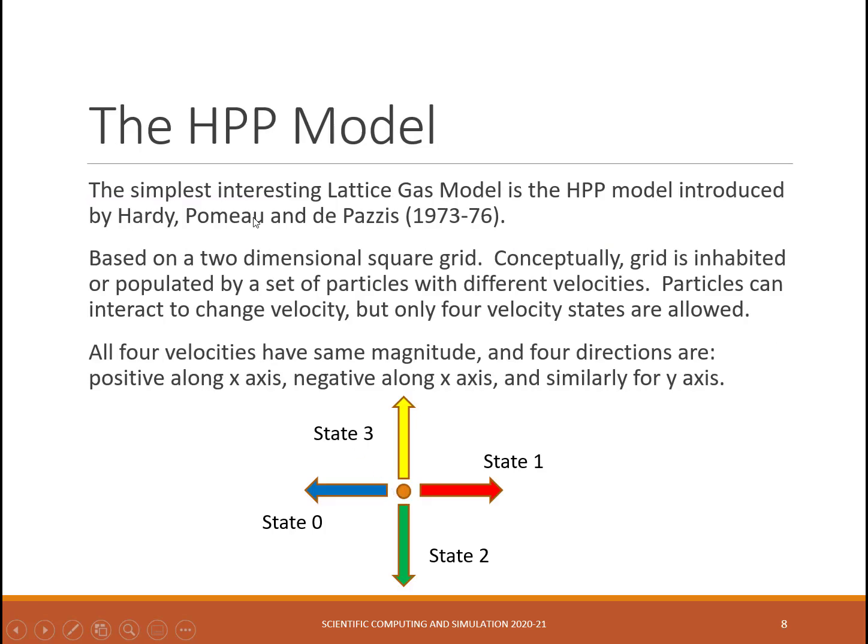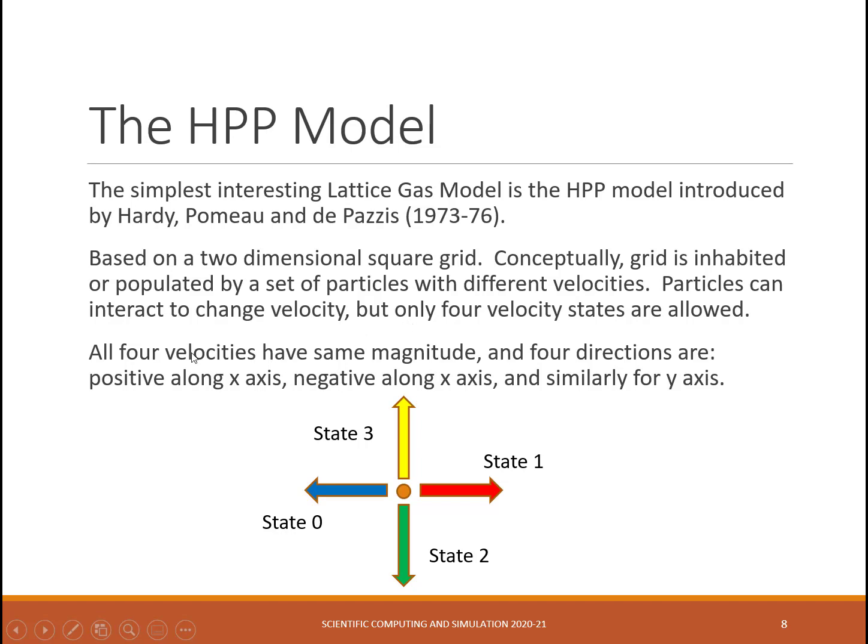There are different approaches to implement the lattice gas model. Today we first study the HPP model as the simplest lattice gas model. HPP simulates gas and liquid motions based on a two-dimensional grid or cellular automaton. The grid is populated by a set of particles with different velocities. Each particle has an associated direction as its state.